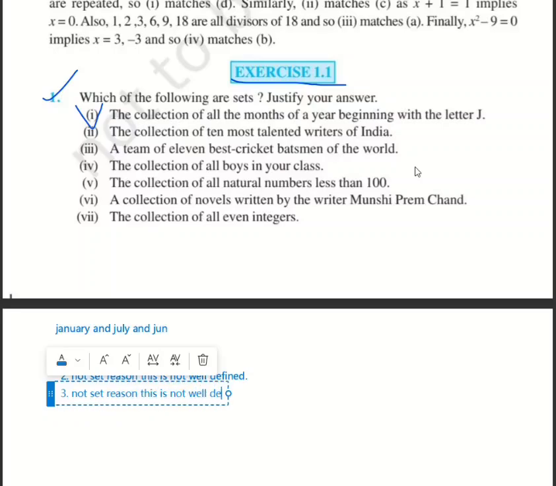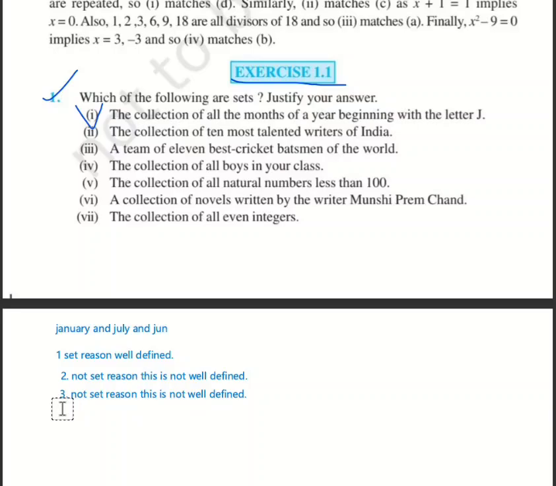Now come to the fourth part: the collection of all boys in your class. Suppose in your class you have 50 boys and 50 girls. The collection of all boys is constant all over the school, because boys and girls are not mixed; boys are separate and girls are separate. So we can say that the collection of boys is well defined.